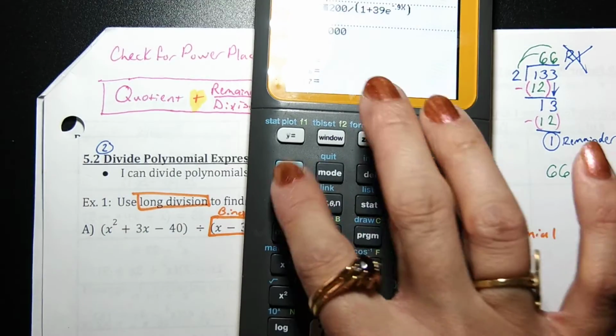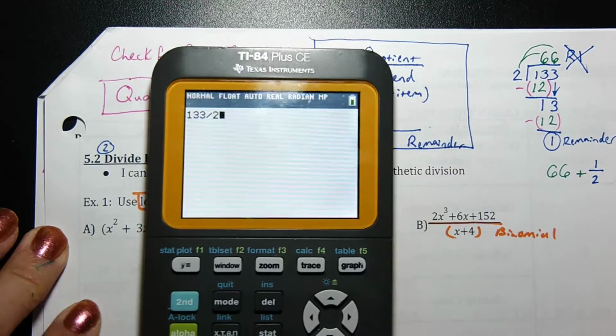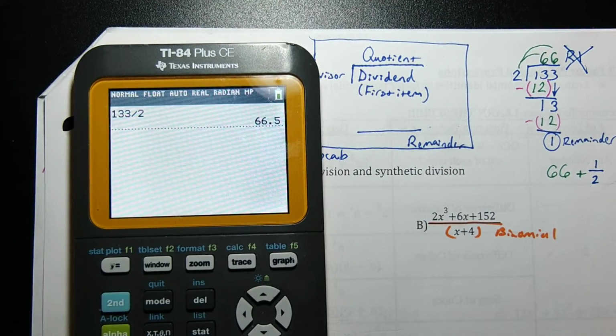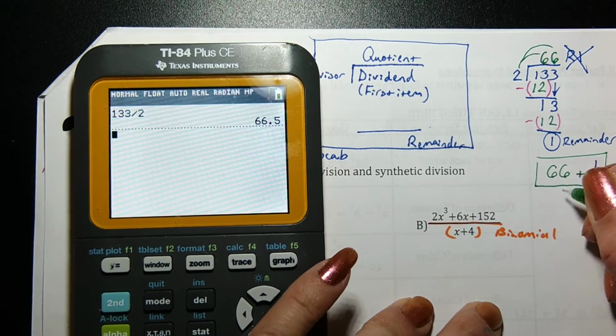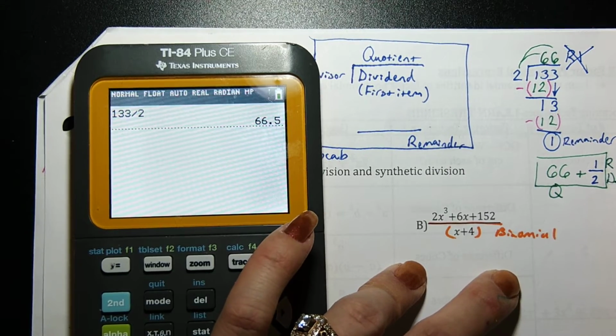Folks, let's go ahead and check this on our calculator. If I do 133 divided by 2, we see that we indeed get 66.5. So writing it in this format as plus the remainder over the divisor, I don't just say, hey, that's what's left over. This gives me my exact numeric answer for the division. So this is the process we will be using for polynomial division, and this is the format that we will be using to express our answer. Quotient plus the remainder over the divisor.